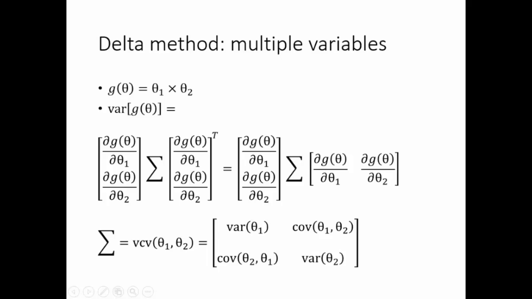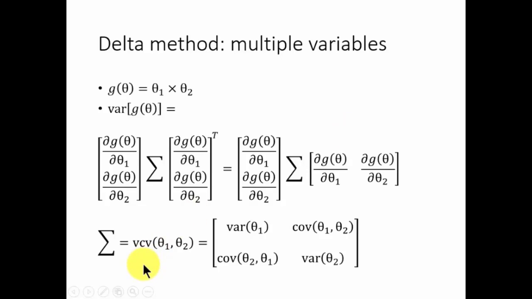We can extend the delta method to estimate the variance for a function of multiple variables. Here, g of theta is a function of the product of theta 1 and theta 2. Then, using matrix algebra, the variance for g of theta is the vector of partial derivatives of g of theta with respect to theta 1 and theta 2 times the variance covariance matrix times the vector of partial derivatives transposed as shown here.